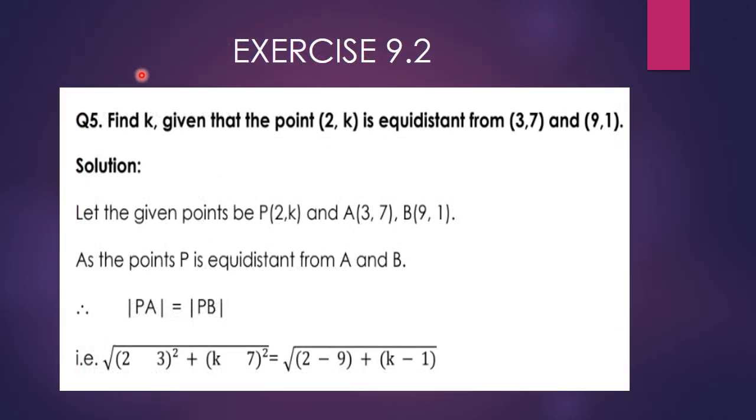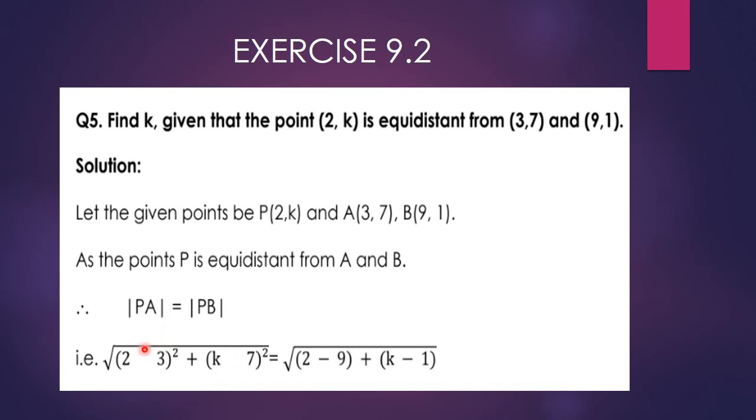Now, question number 5 of exercise number 9.2. Find the value of k given that the point (2, k) is equidistant from (3, 7) and (9, 1). Let us suppose that the point (2, k) is considered to be P, the point (3, 7) is A, and the point (9, 1) is B. As according to the given condition, P is equidistant from A and B, so we will write distance PA is equal to distance PB.